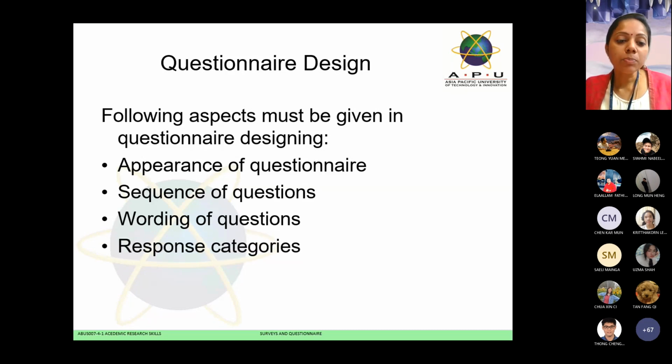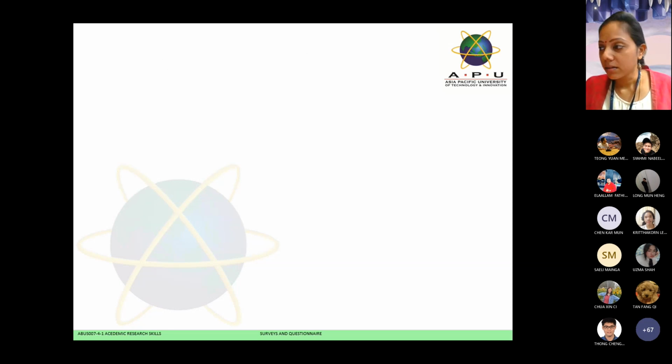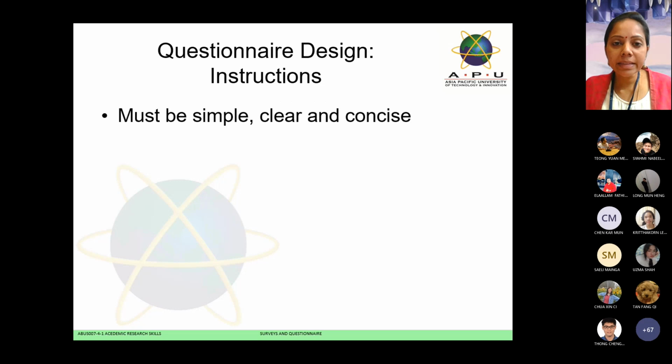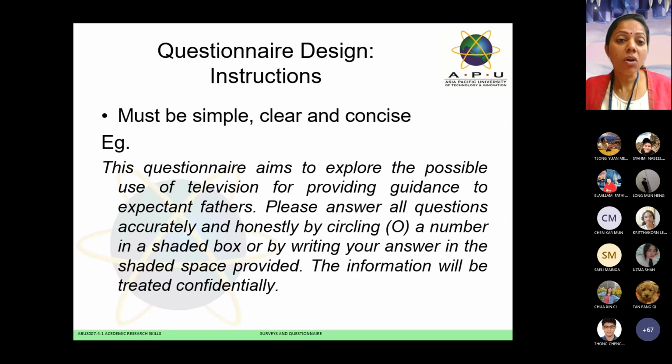Response categories are basically your scale. Use the right scale, and it has to be simple. Instructions must be simple, must be very clear. But you don't have to worry about instructions because with the Google Form interface you don't have to tell people what to do. When they look at it, they know they have to press the buttons and they'll get it done. But if you're doing a manual survey, you have to type the instructions. If it's not manual, then don't worry. So don't worry much about instructions.